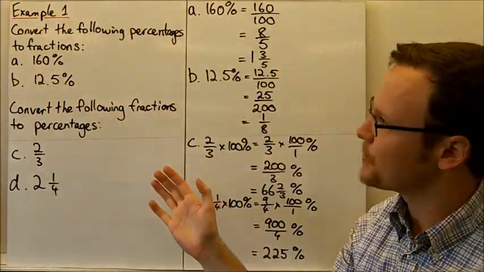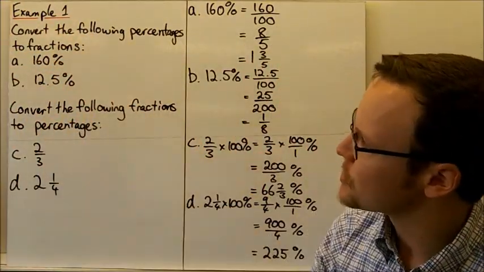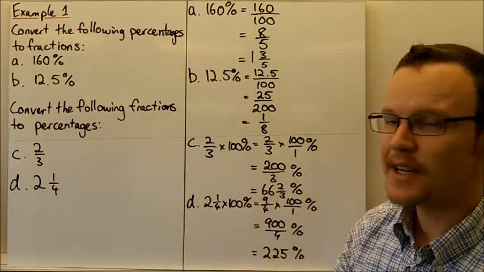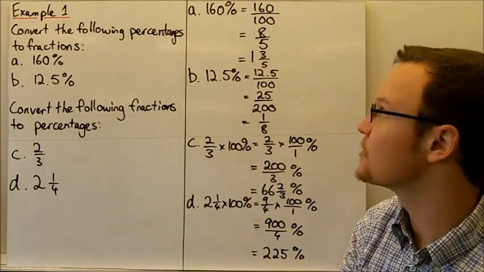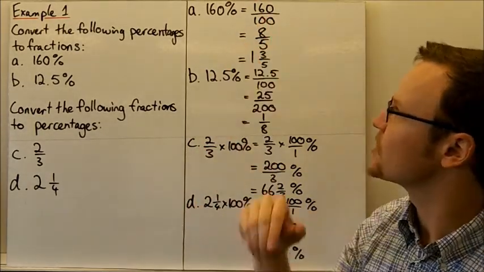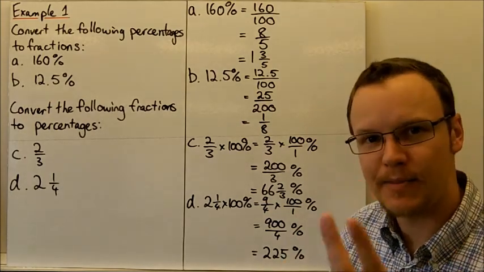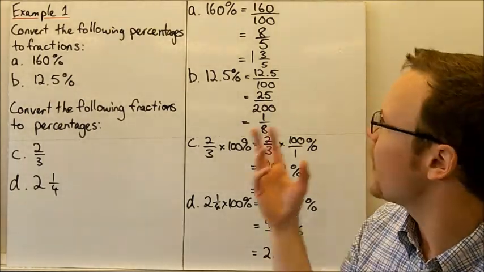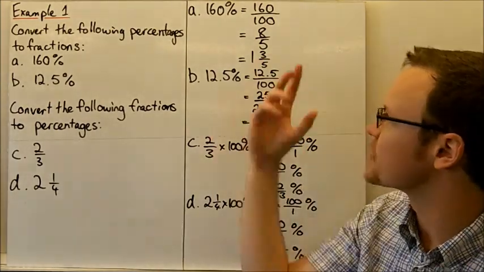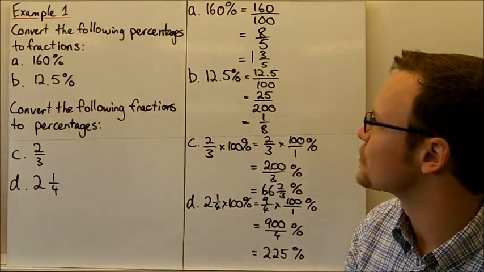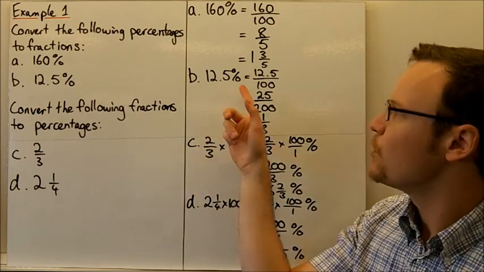Looking at our first example here, converting the following percentages to fractions and converting fractions to percentages. 160% is going to be 160 parts out of 100, so it's going to simplify to 8 over 5. And 8 over 5 isn't as meaningful, so we can say, well, it's one whole, and 3/5 as well, so 1 3/5.